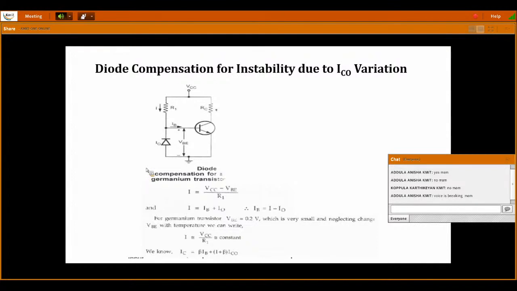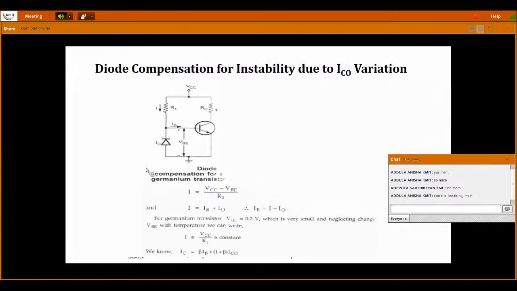When I connect the diode at the emitter terminal, the effective base voltage depends on VBE as well as the voltage across your diode D. So if I have any change in the base to emitter junction voltage, that can be compensated with your diode voltage VD. Then we can maintain a constant voltage at the base of your transistor. When we maintain a constant voltage at the base of the transistor, the base current is maintained at a constant value, and the collector current also will not vary. It will be fixed at a constant value.